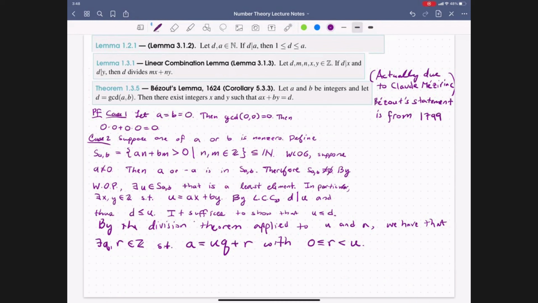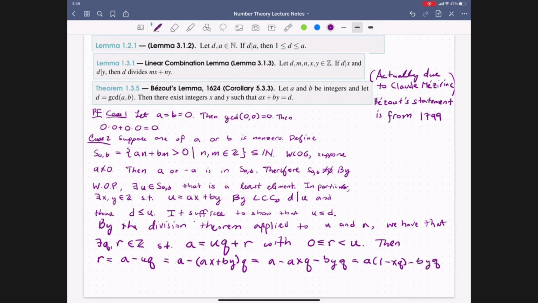So let's first write this in the following way. Let's write R is equal to A minus U times Q. Now substitute in for U. So we have A minus U, which is AX plus BY, times Q. Expand this. We have A minus AXQ minus BYQ. Collect like terms. We have A times 1 minus XQ minus BYQ. And so we have this here.